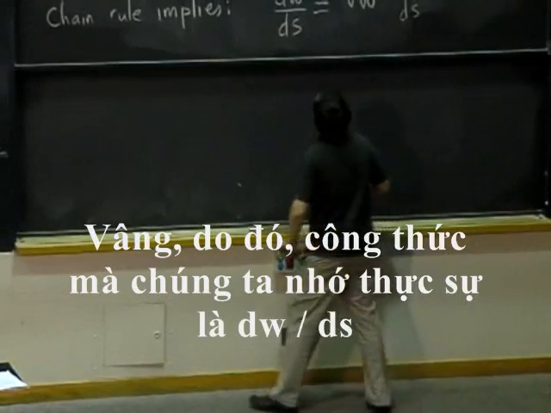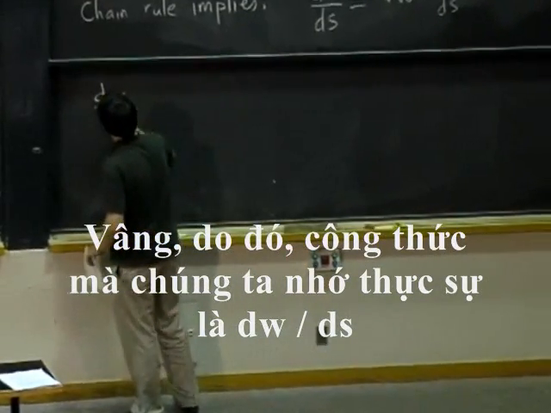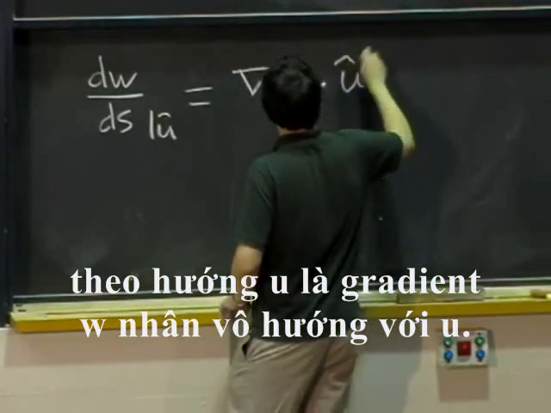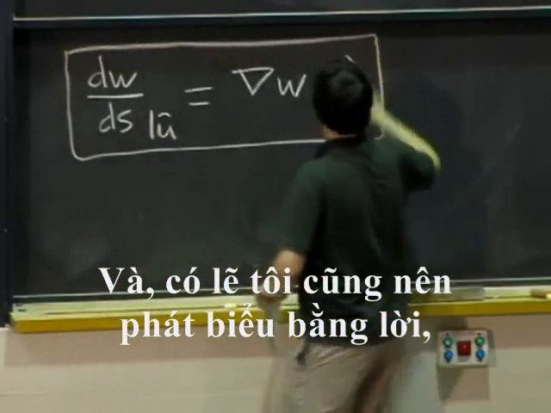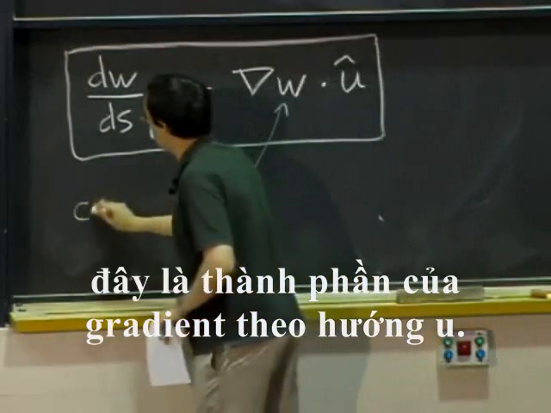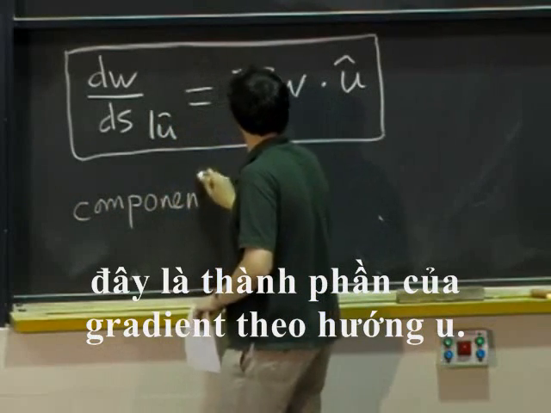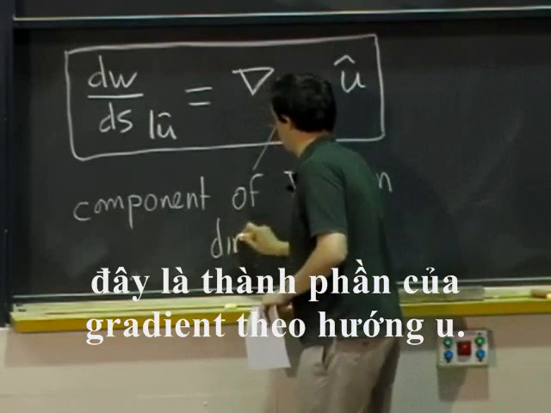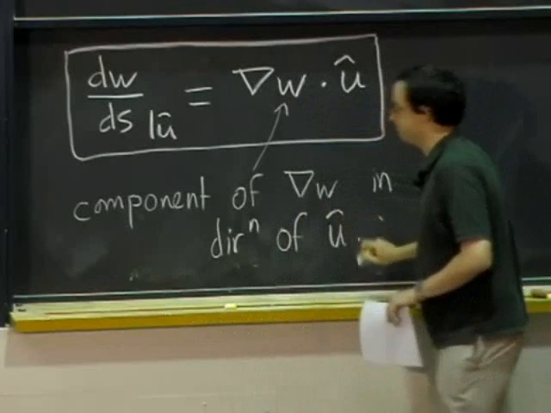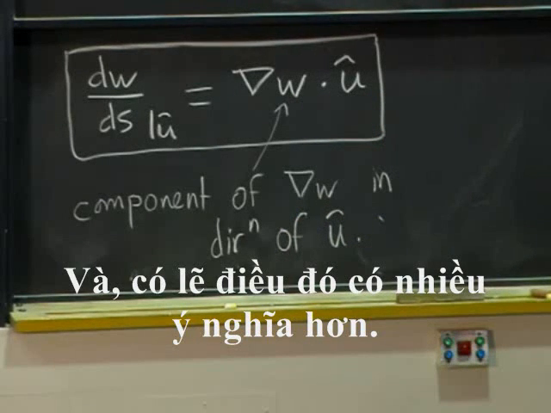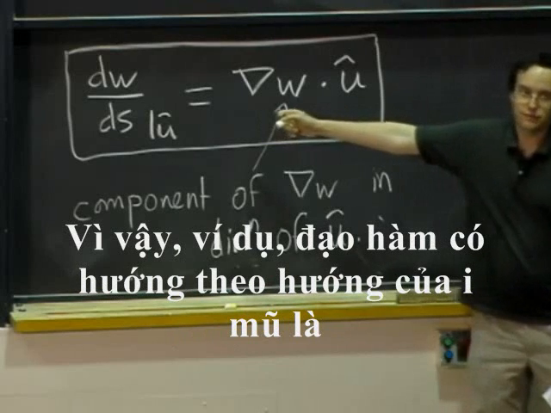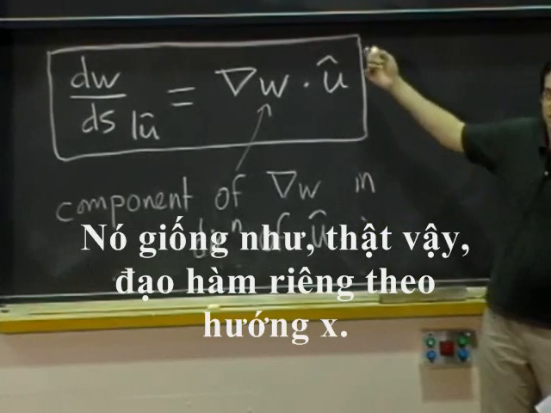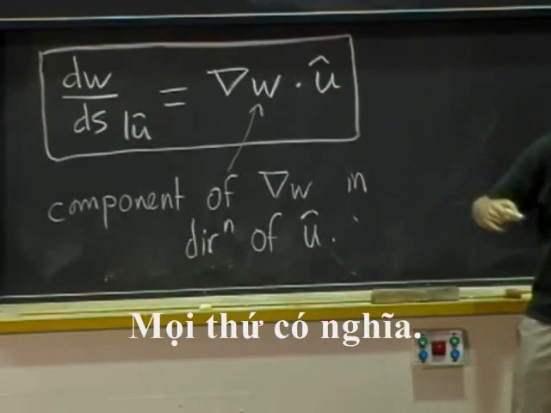Okay, so the formula that we remember is really dw/ds in the direction of u is gradient w dot product with u. And maybe I should also say in words, this is the component of the gradient in the direction of u. And maybe that makes more sense. So for example, the directional derivative in the direction of i hat is the component along the x-axis. That's the same as, indeed, the partial derivative in the x direction. Things make sense.